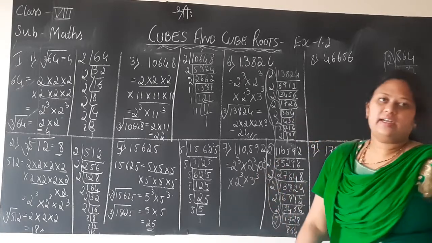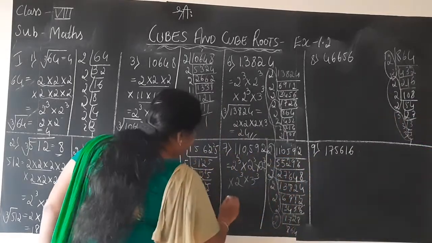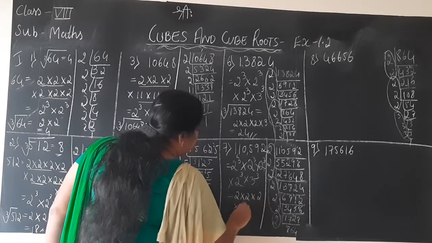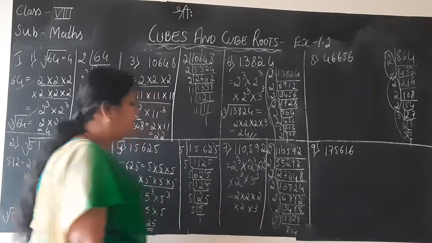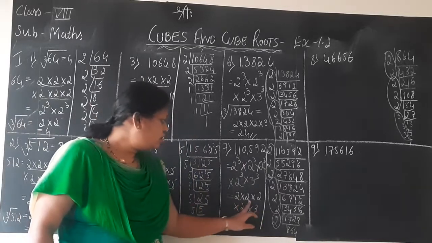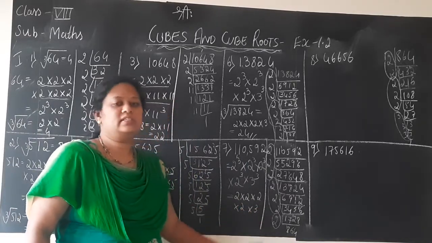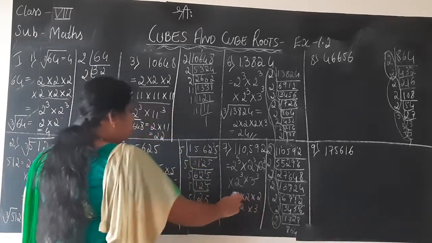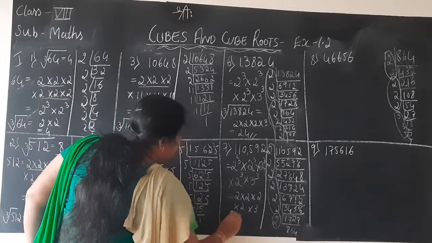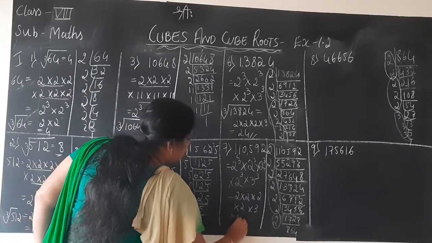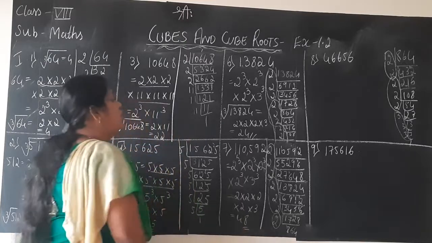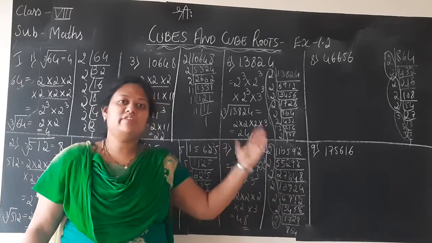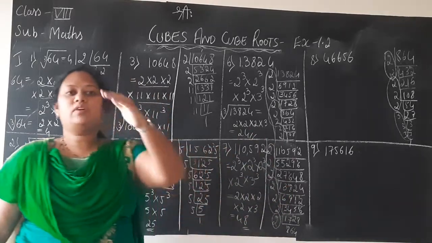I will write directly, okay? 2 cube is 2 into 2 into 2, so 2 cube, 2 cube, 2 cube into 2 into 2 into 3. Now multiply all this. 2 2s are 4, 4 2s are 8, 8 2s are 16, 16 3s are 48. So 3 2s are 6, 6 2s are 12, 12 2s are 24, and 24 into 2 is 48. So the cube root of 1,10,592 is equal to 48.